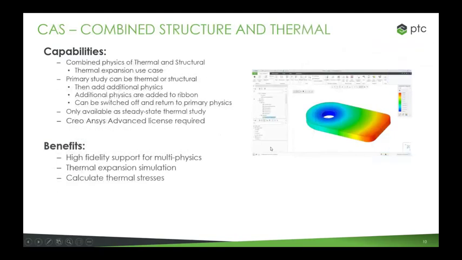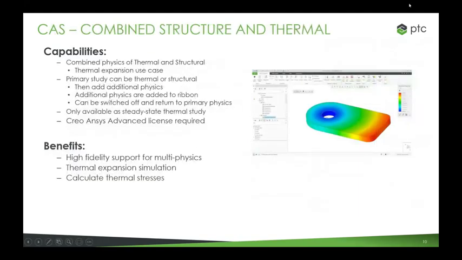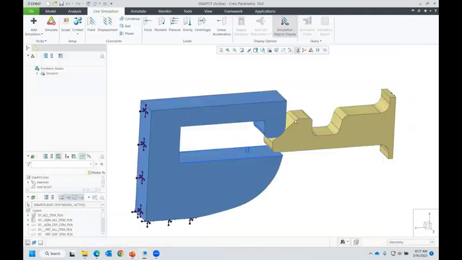And let's go to the next one: combined structure and thermal. Now if you're running a thermal study, you can add structure, or if you're running a structure study, you can add thermal. Really basic, put this into an oven and see what kind of thermal expansion, thermal stresses are going to be on the model. Okay, let's go ahead and show those. I want that thing to go away up there. There it goes away. Okay.